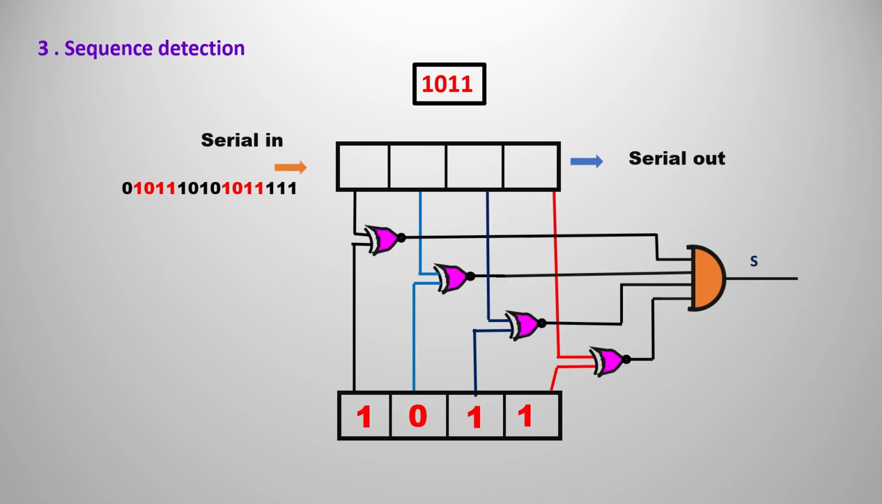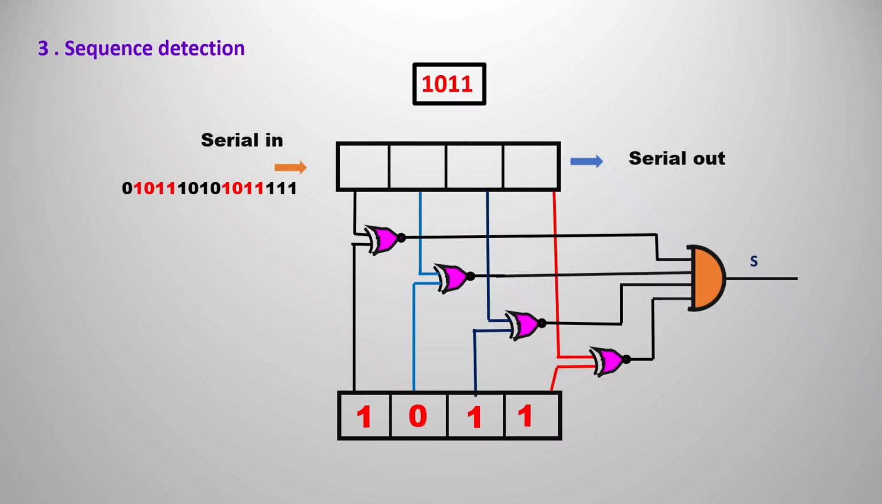This is the circuit for sequence detection of 1011. You should already remember what we have to detect: we are going to detect how many times 1011 is occurring. For that we are going to join each flip-flop with the memory, that is, the first flip-flop of the shift register with the first memory bit using an XNOR gate.